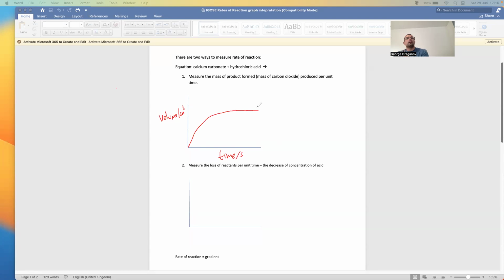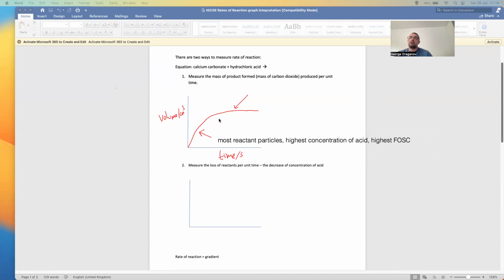Now, why did I make it a curve, not a straight line? You need to know this. At the beginning of the reaction and at the end of the reaction, we need to consider what's happening. At the beginning of the reaction, we have the most reactant particles. We have the highest concentration of acid and the highest frequency of successful collisions as a result. Okay, remember FOSC, frequency of successful collisions.